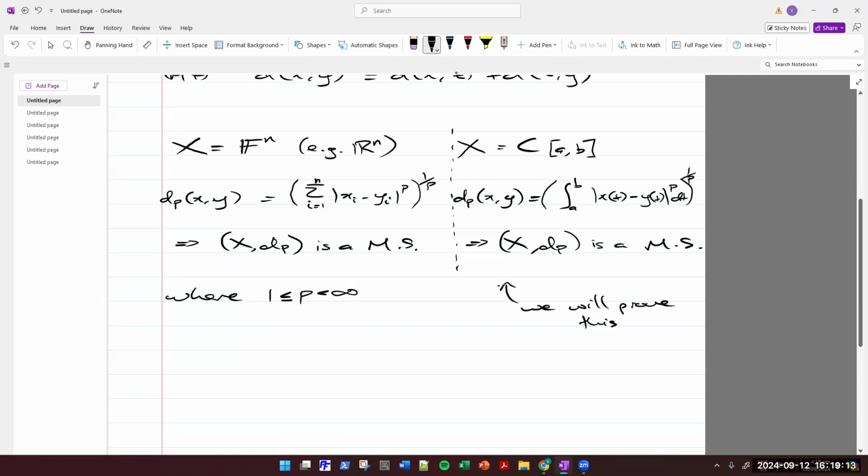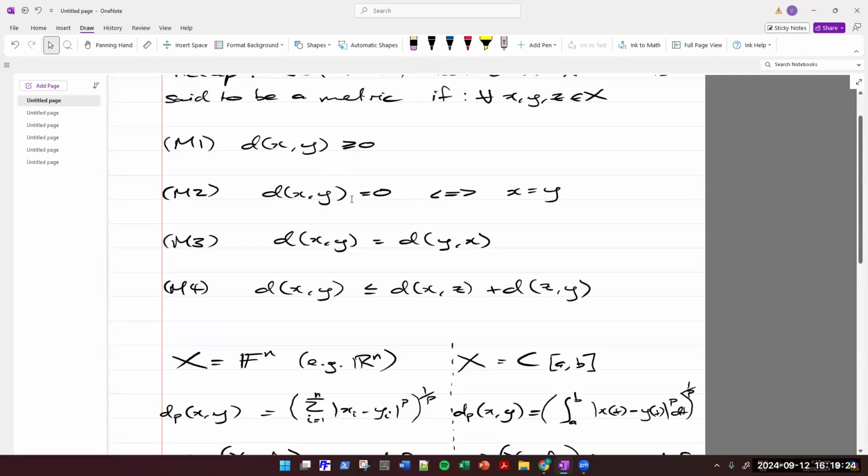Okay, so proving this basically boils down to verifying that this metric d sub p, where p is between 1 and infinity, satisfies these 4 properties of a metric space. Whenever we have to show that something is a metric, usually M1, M2, and M3, in most cases, are the easy ones. The one that usually poses some trouble is M4, the triangle inequality.